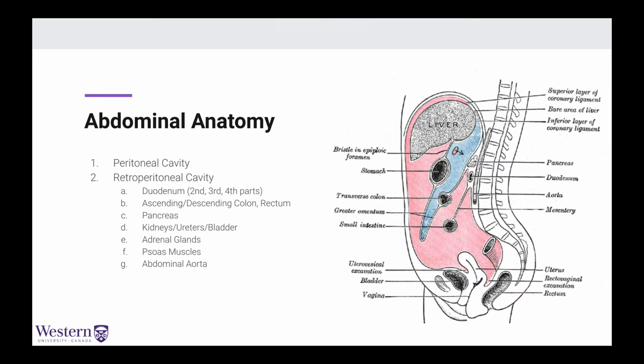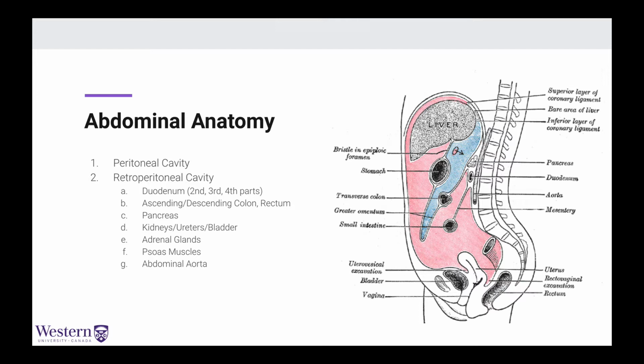So some of the keywords there include duodenum, portions of the ascending and descending colon, which are specifically in the retroperitoneal space, and the pancreas, majority of GU organs including kidneys, ureters, bladder, adrenal glands, as well as some of the musculature at the back, including the large psoas muscles, and the abdominal aorta. These are all retroperitoneal structures.